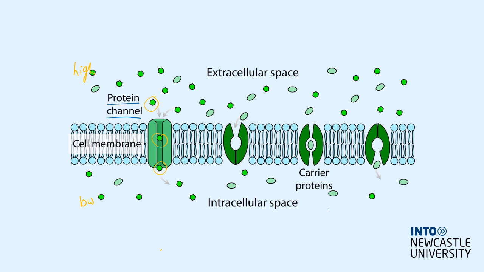The other example is the carrier proteins, which is shown here. And what carrier proteins will do, again, down the concentration gradient of whatever molecule it is, but in this case, the green ovals will bind, the carrier protein changes shape, and the green oval will cross the membrane. And again, they can go in both directions.